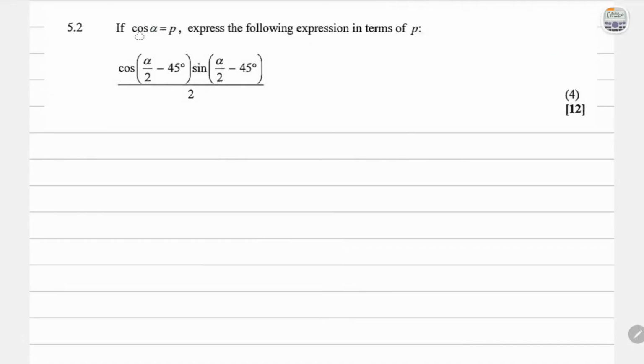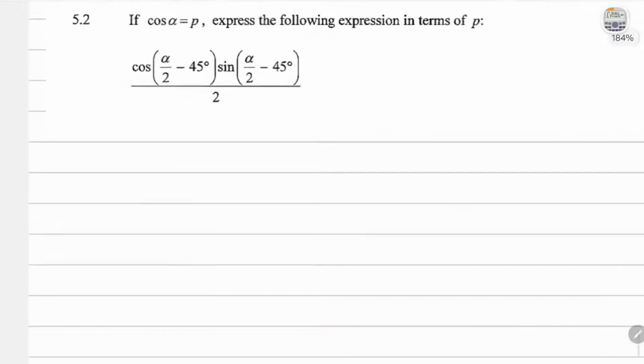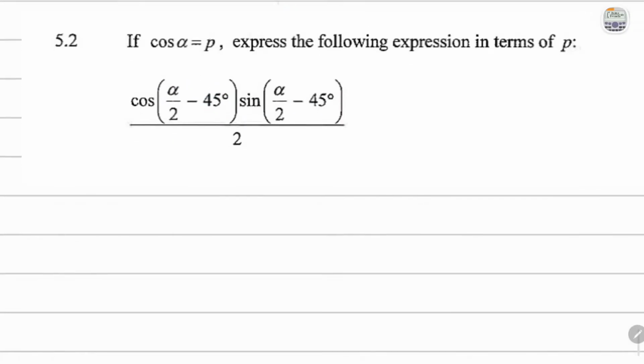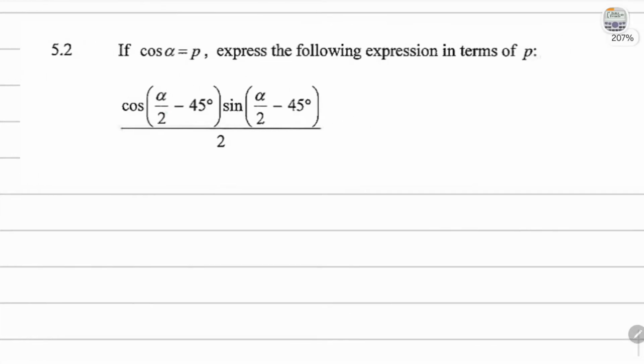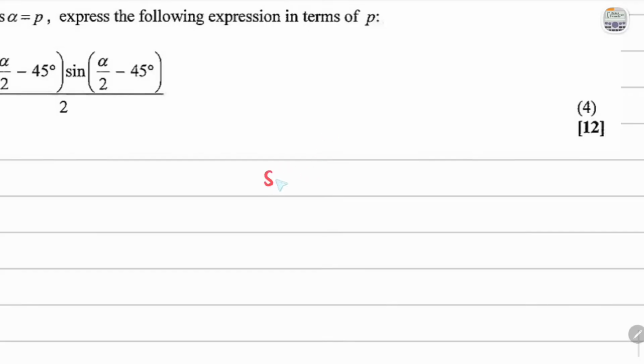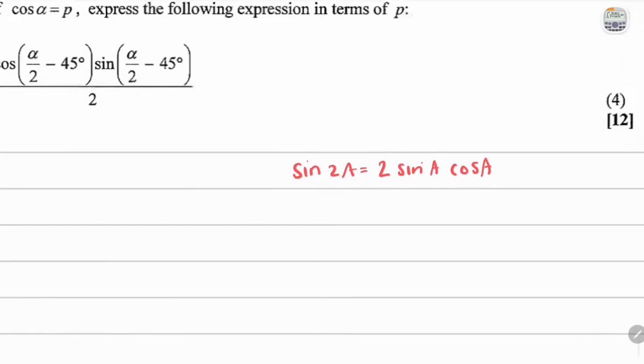Question 5.2 says, if cos alpha is equal to P, express the following in terms of P. Okay, so you see that what we have is cos of alpha over 2 minus 45 degrees, sine of alpha over 2 minus 45 degrees. So we have a repetition of the angles here, which is good. Now, do you see that this looks a lot like the double angle expansion for sine 2A? The double angle expansion for sine 2A looks like this. It says 2 sine A cos A. So it has that sine of an angle, cos of the same angle flow.